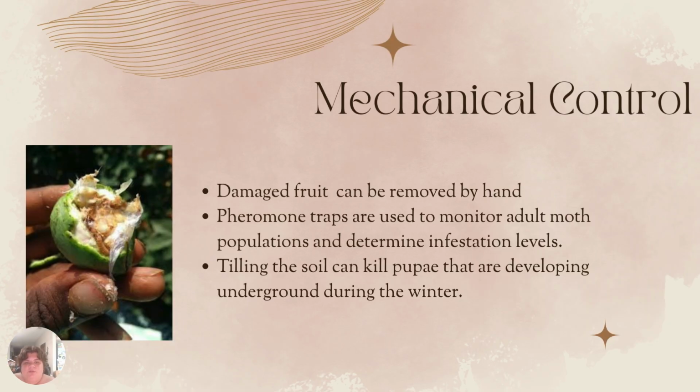So physical controls. Mechanical control is physical control. Damaged fruit can all be removed by hand. You can also use pheromone traps in order to monitor the moth population, and this can determine how deeply affected your crops are. And then between seasons, if you don't have anything cropped, if it's an annual, you can use soil tilling. This will kill the pupae that are developing underground during the winter.